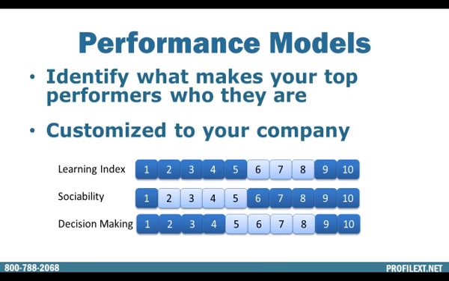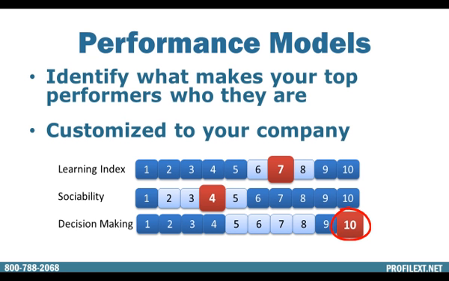This is where we've determined that our top performers are on each one of these scales. When we have somebody we're considering putting into a position, we measure them against the same scale and we find out where they fall. In the first example, learning index, a 7 is right in the middle where it needs to be. Sociability, a 4 falls right on the scale.